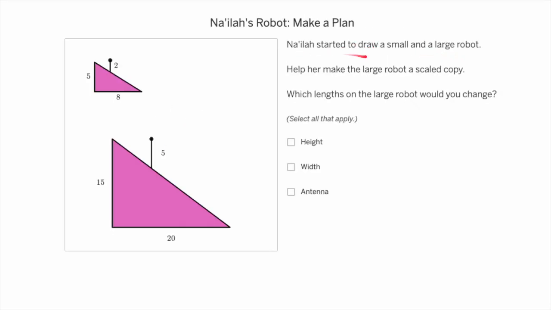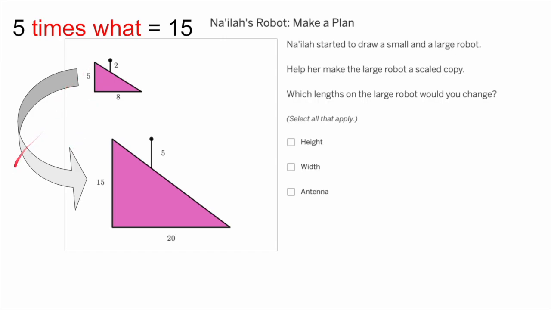Nyla started to draw a small and a large robot. Help her make the large robot a scaled copy. Which lengths on the large robot would you change? On the small robot, we have 5, 8, and 2. On the large robot, we have 15, 20, and 5.